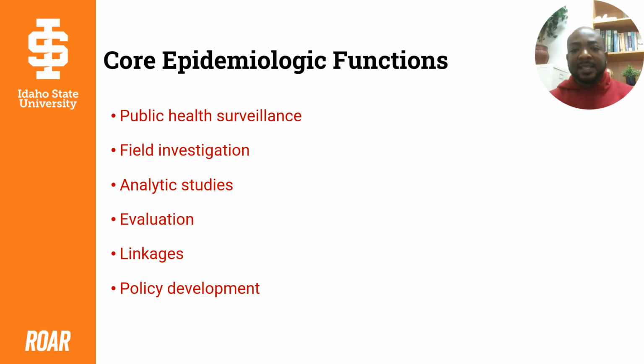So let's now look at the core epidemiologic functions. In the mid 1980s, five major tasks of epidemiology in public health practice were identified: public health surveillance, field investigation, analytic studies, evaluation, and linkages. A sixth task, policy development, was recently added. So these tasks are described, and we'll look at them in more detail in the next slides.